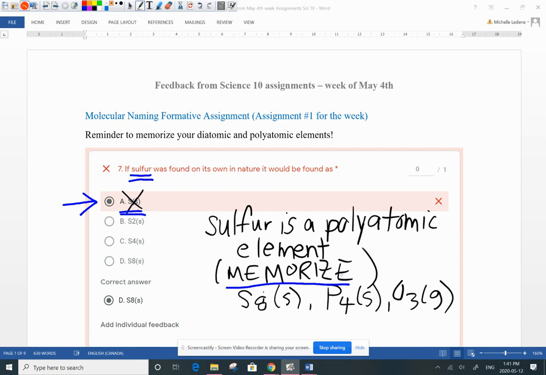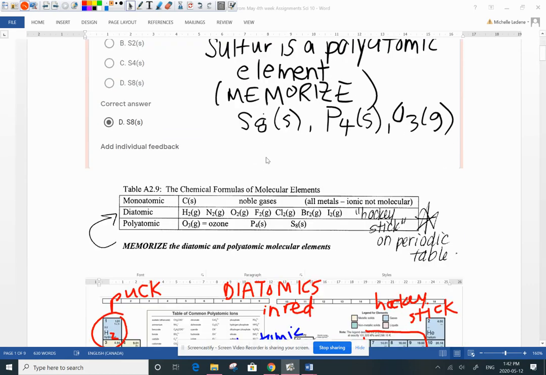Sulfur has to maintain a full octet to become a stable element by sharing atoms. And there's 8 sulfurs, and it is a solid. Phosphorus is another example. It's P4 solid. And then here's this ozone, what we find in our atmosphere, and that is O3 gas. Okay, so these are ones that you have to memorize. And so a lot of students forgot about that.